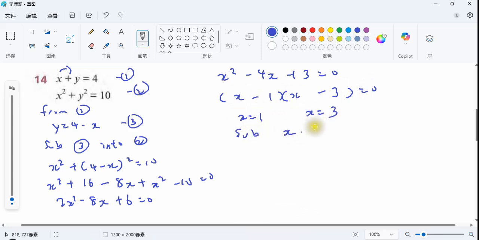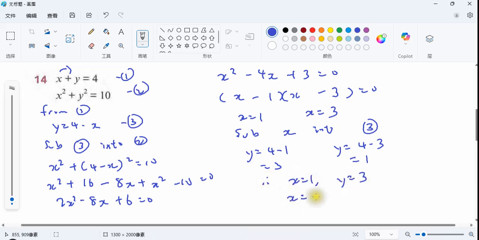Then we sub the value of x into equation 3. Then y equal to 4 minus 1, which is 3, and then y equal to 4 minus 3, which is 1. So when x equal to 1, y equal to 3, and when x equal to 3, y equal to 1.